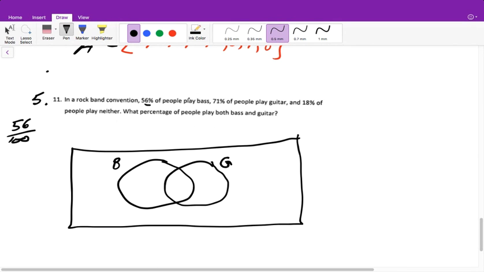Well, 56% of people play bass, 71% of people play guitar, and 18% play neither. So what we can do is first fill in this. There's 18% or 18 people that don't play either of those. So there's 18 out of our universe that don't play either.